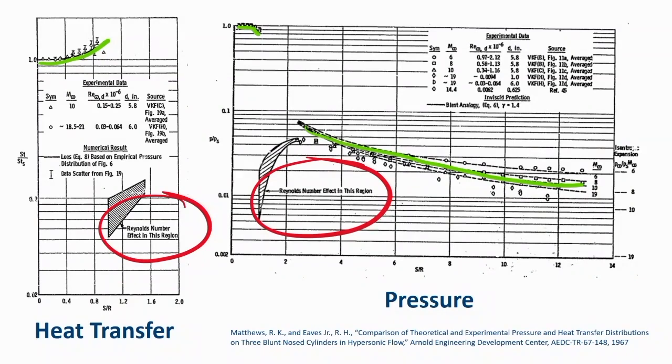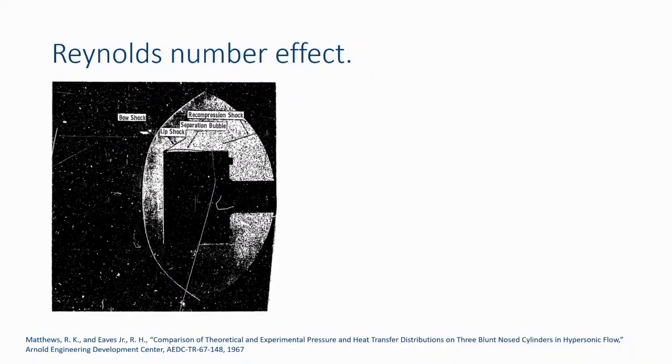So this is what I'm interested in. What's going on here, right? If we can understand what's going on here, we might be able to better predict the heat transfer to the corners of these shapes. And also, not just to the corners, but the regions around these corners. This is about 2 radii long, this length here. That's a significant region of the shape. Right, so what is this Reynolds number effect? Well, Matthews and Eves give us a clue, right?